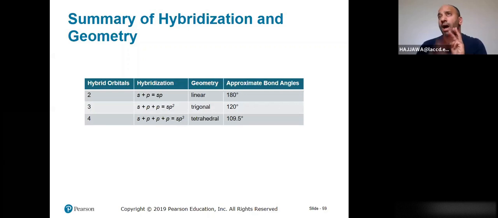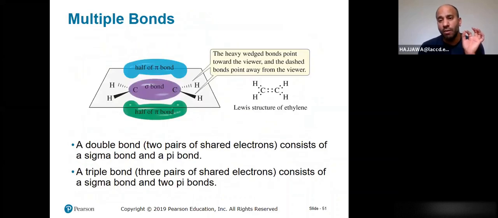BF3: I have boron and 3 fluorines attached. That means I have 3 electron groups, which means I have sp2 hybridization on the boron, while the fluorine will basically have the p orbital overlap. So that's the difference between the central versus the terminal. It's very important that I highlight this now.